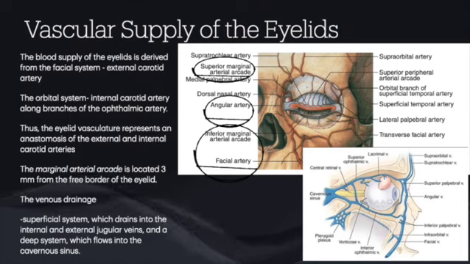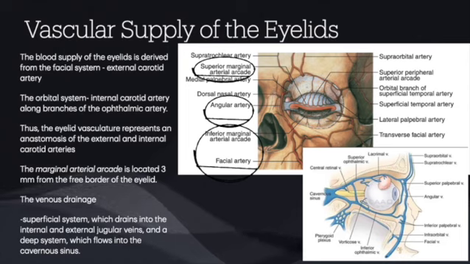Coming to this picture, you can see numerous vessels. Amongst them, the facial artery gives rise to an angular artery and it travels superiorly just lateral to the nose. This angular artery will serve as an important landmark in DCR.